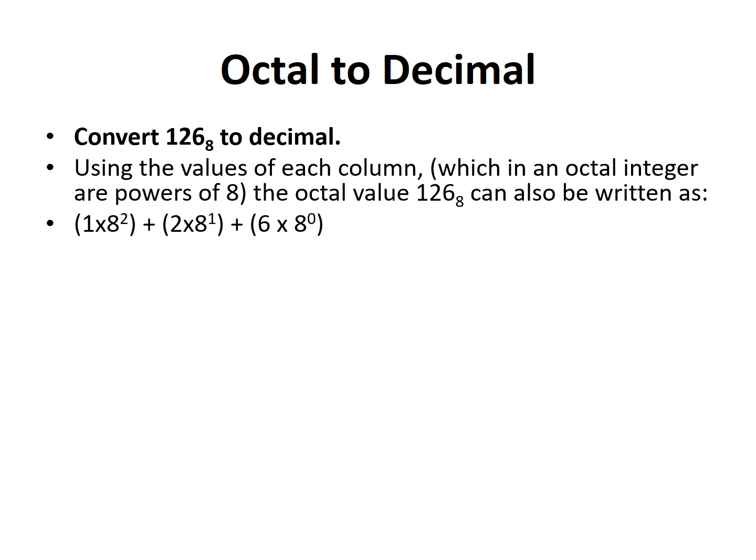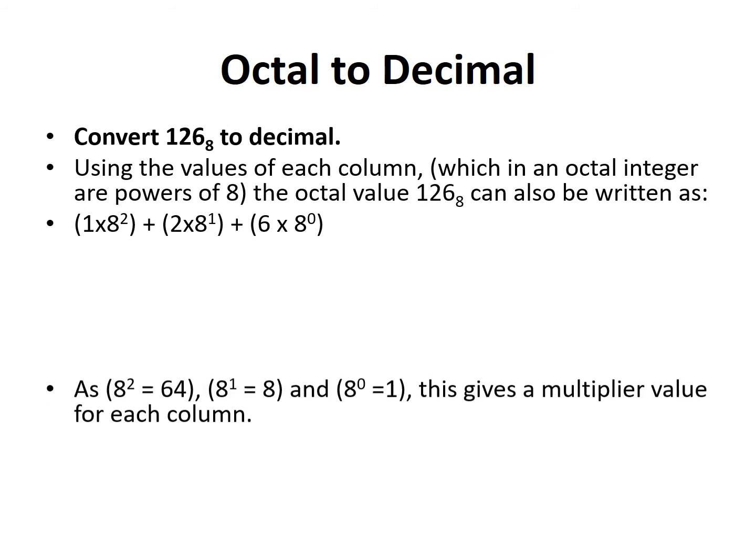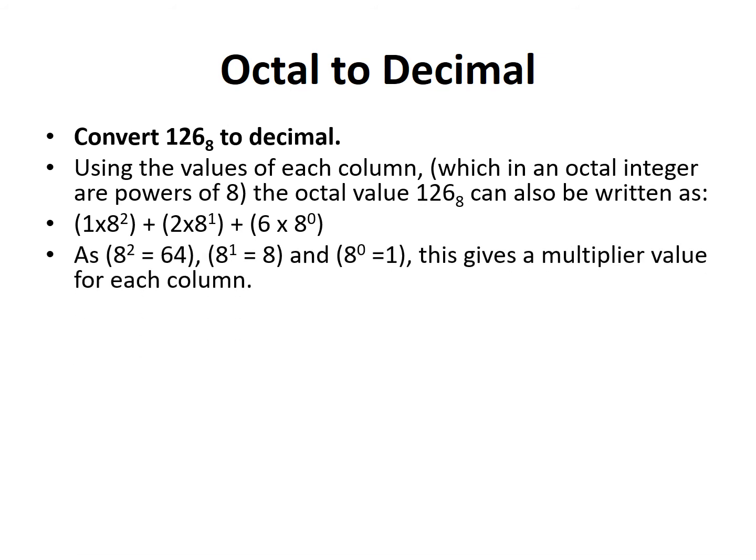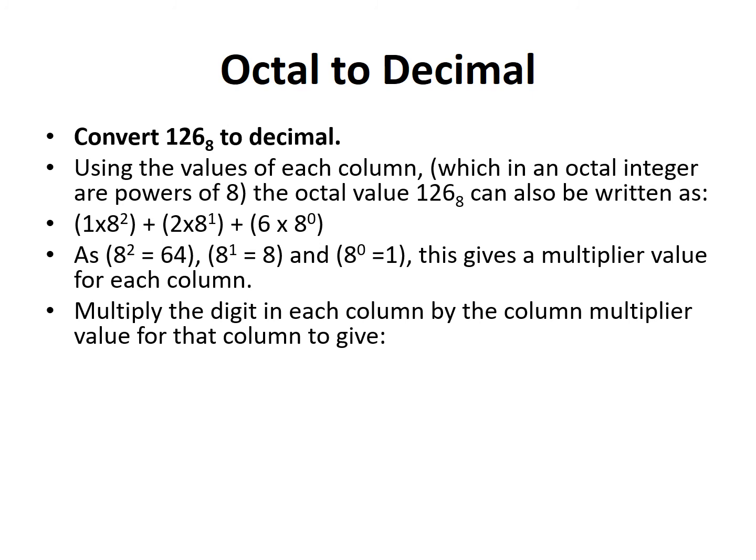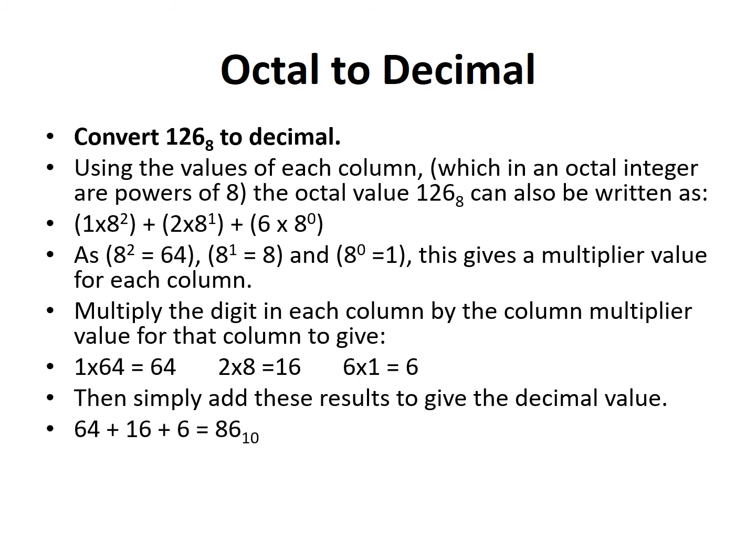So multiply these values. 8 square is 64, 8 power 1 is 8, and 8 power 0 is 1. So we get 1 into 64, then 2 into 8 is 16, then 6 into 1 is 6. By adding these values we get the decimal value 86. So write down this problem: 126 base 8, 64 plus 16 plus 6, that is equal to 86. Just copy this problem.